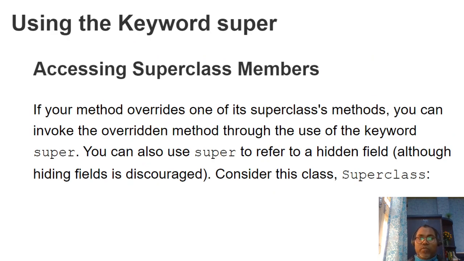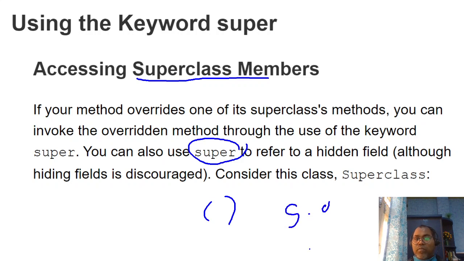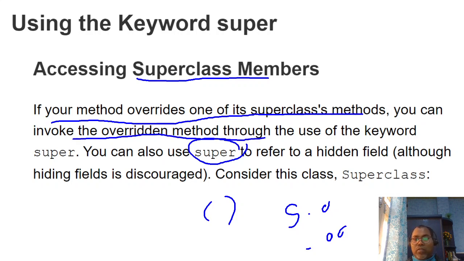Similarly, we have used the keyword super. If you want to access superclass members from the subclass, you can use super. From the subclass you can invoke a superclass constructor, access a superclass field with super.field, and similarly access a superclass method with super.method. If your method overrides a superclass method, you invoke the overridden method through the keyword super. So the super keyword is used to access the superclass constructor, field, and method.